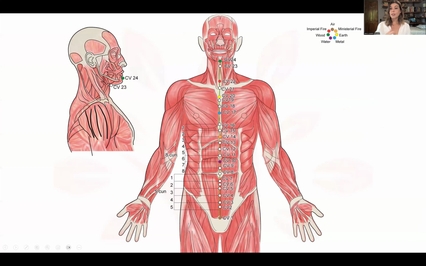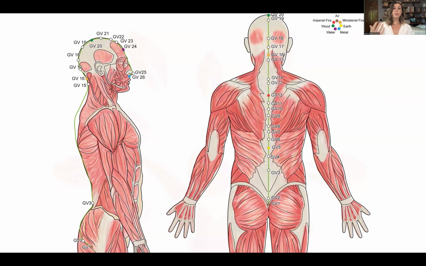One of the ways that I like to work with these imbalances is by working with the central vessel or the conception vessel, energy meridian in the body, as well as the governing vessel. Now, again, we could talk about these extraordinary meridians all day, but we're going to look at them as a really brief overview here. You can think of the central vessel as being the overall regulator of yin energy in the body. And you can think of the governing vessel as being the overall regulator of yang energy in the body.